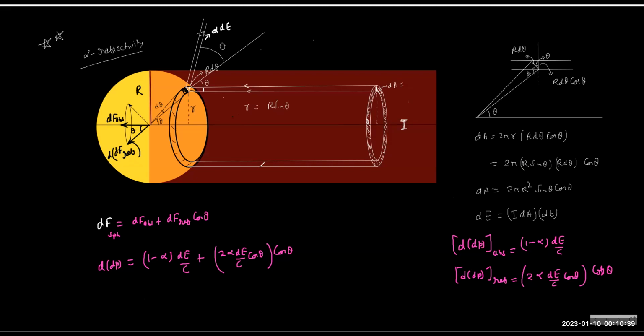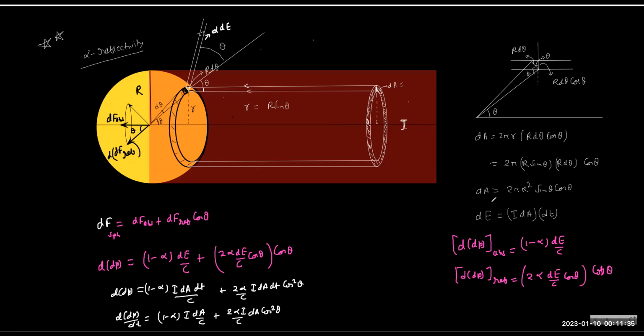So what answer are we getting here? 1 minus alpha, and dI we can write as I dA dt. And dA itself is this much, which you need to further substitute and integrate. So who will take the onus of substituting dA and integrating this?